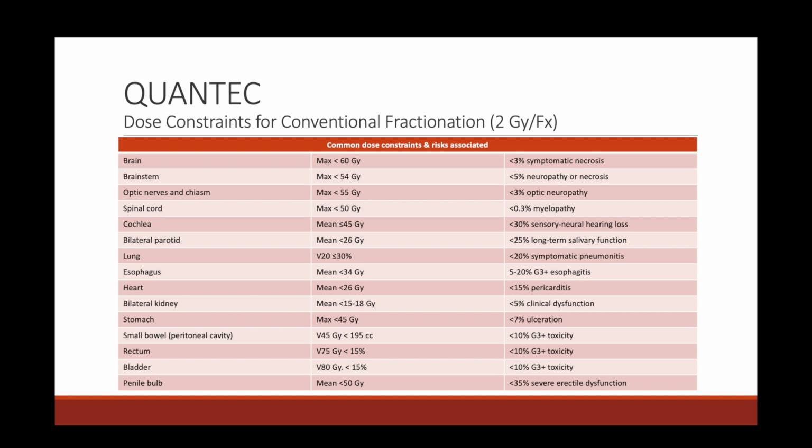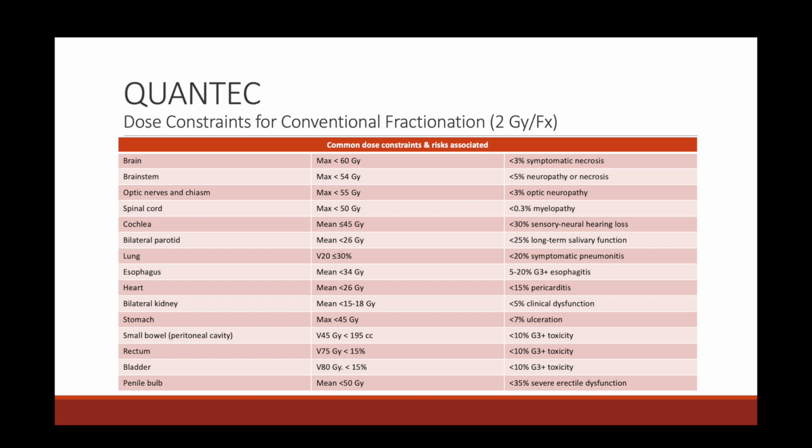For the esophagus, we like to keep our mean less than 34 generally. For the heart, we like to keep our mean less than 26 generally. For the kidneys, we try to keep our mean less than 15 to 18 gray. And you can look up the risk of whatever toxicity we're looking at as the endpoint. But these are just some very, very general constraints.